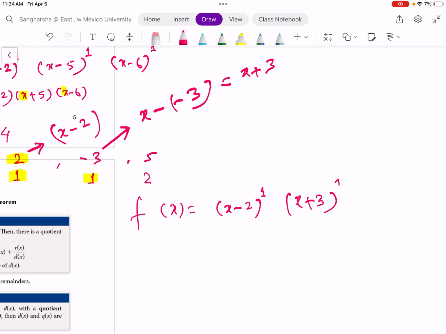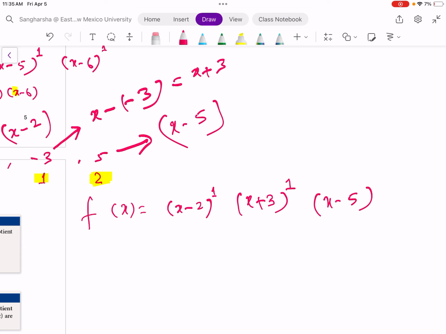Let's take another 0, which is 5, and the corresponding factor is x minus 5. So we have x minus 5. And where do we write this multiplicity 2? It is the exponent of this factor. So this is our final function.